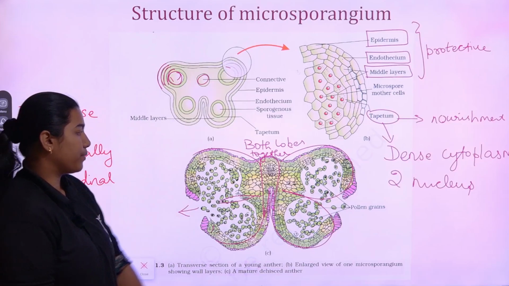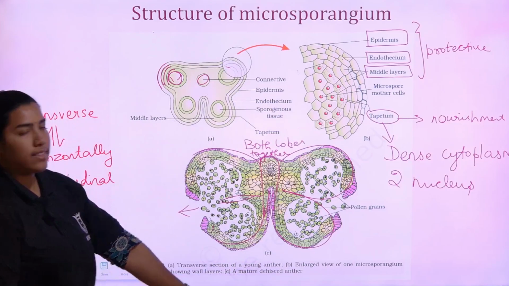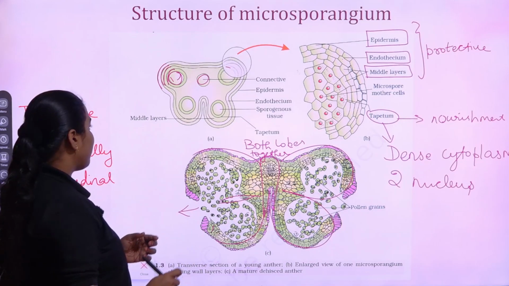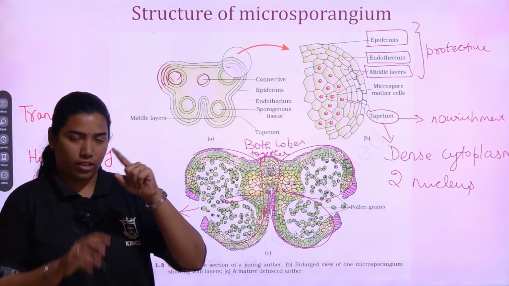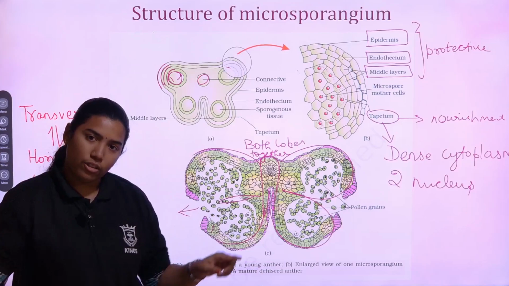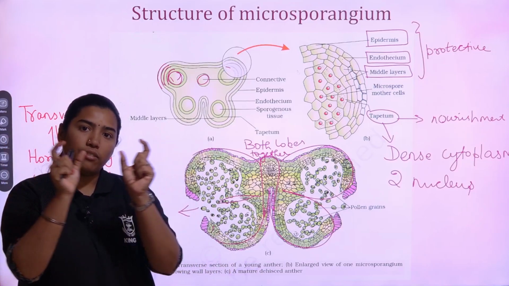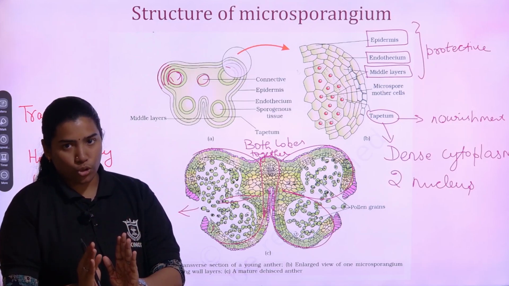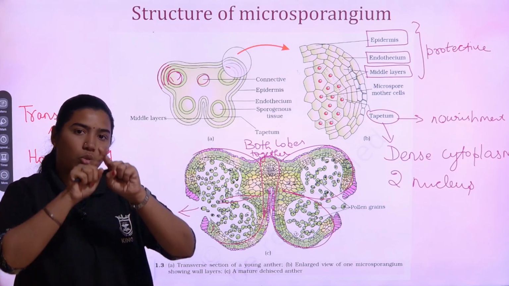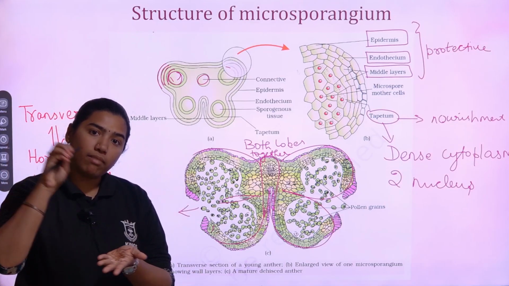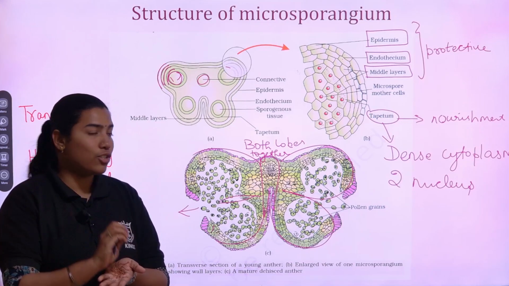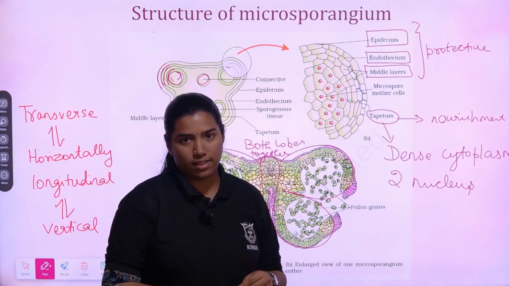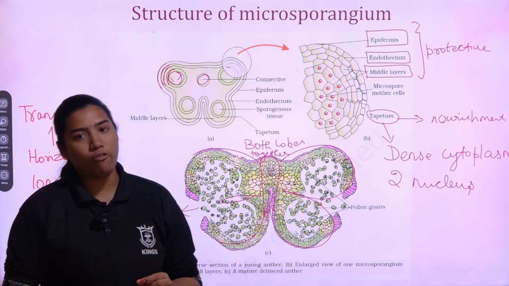Fine. Are you able to understand this diagram? I hope you are able to understand. Just understand one thing. You have the outermost layers, epidermis, endothecium, middle layers. These 3 layers are involved in the protective function. Tapetum is involved in nutrition, and when you come inside the tapetum, you have the microsporangia. Within the microsporangia, you have sporogenous tissue. This sporogenous tissue is basically the microspore mother cells. They are involved in the formation of microspores.